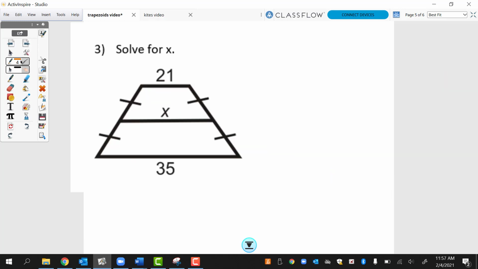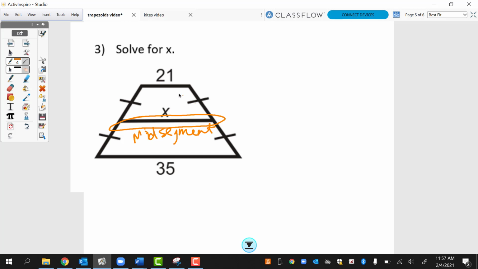All right, so in this one, these numbers are not on angles, so we need to switch gears. We're not thinking about angles now. In this one, I'm seeing that this line in the middle, that's my mid-segment.